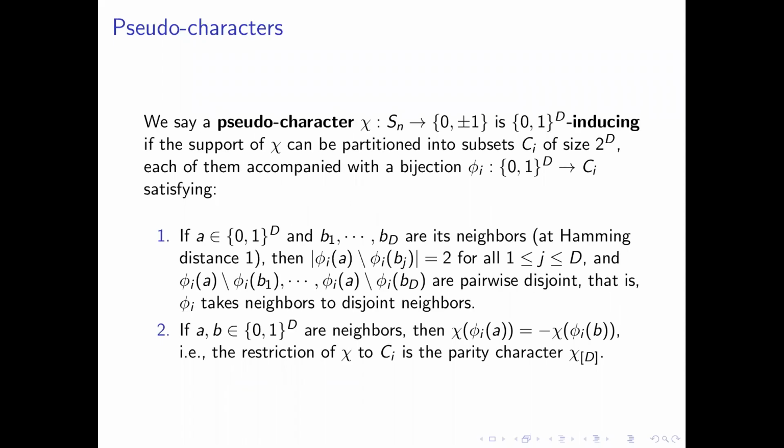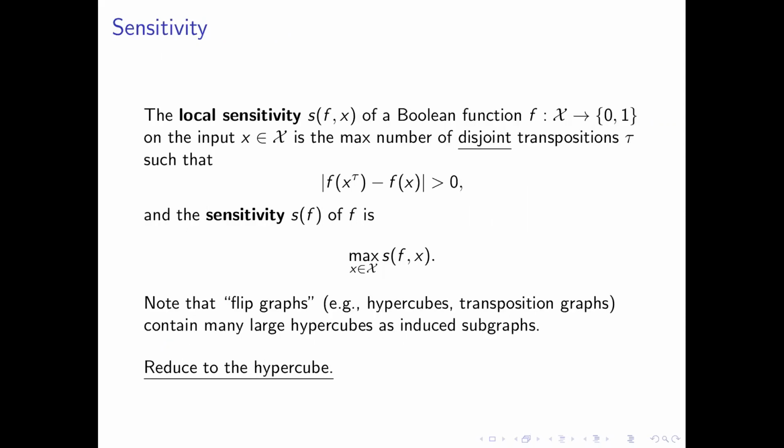So the goal here, just to be clear, is that we've given a definition of sensitivity, and now what we want to give is some sort of analog of Huang's sensitivity theorem for these other domains like permutations or perfect matchings or things where we have, say, the symmetric group acting on them.